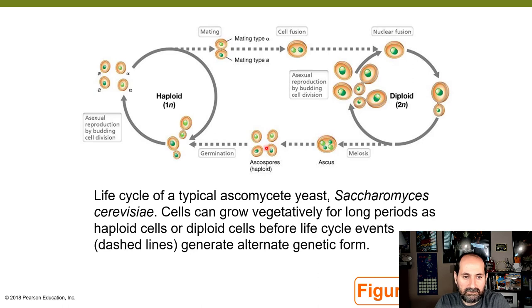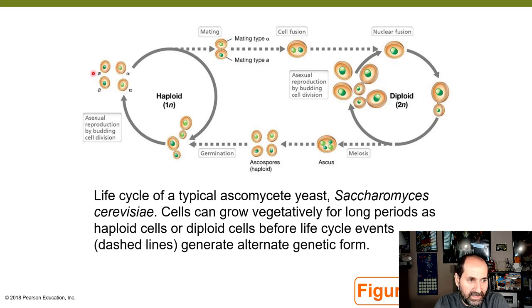Each one of these spores can break off into its own haploid cell. Then through germination, these haploid cells grow and bud and grow and bud into more haploid cells. Asexual reproduction by budding and cell division gives you more of these haploid cells. However, they can decide to mate.